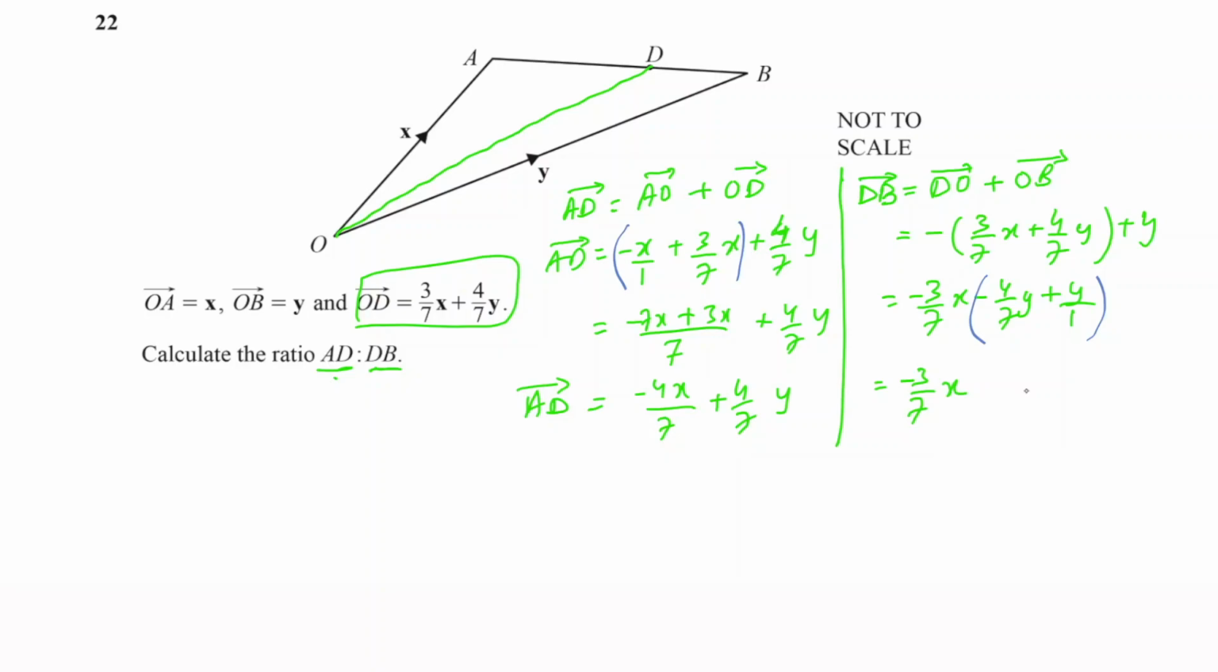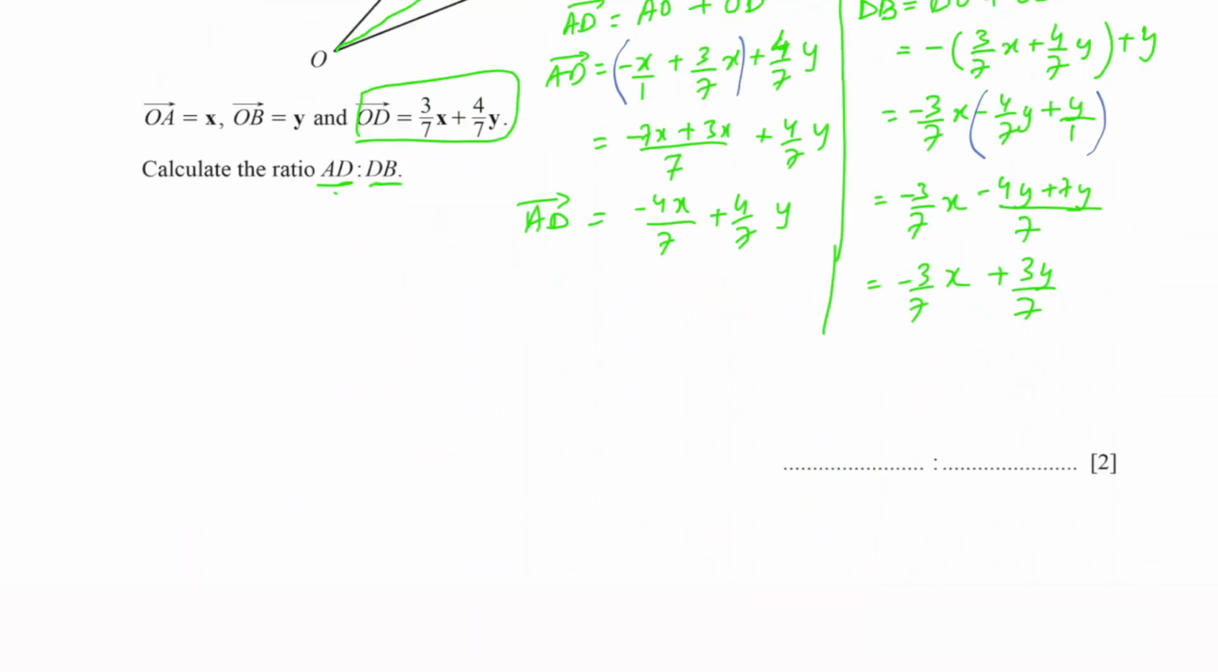If I use cross multiplication, it will be like 7 will be here, because 7 times 1 is 7, the denominators are multiplied and we cross multiply with that. 1 into minus 4 is minus 4y, and then 7 into y is 7y. If I simplify more, I'll be getting minus 3 by 7 x, minus 4y plus 7y is plus 3y, by 7. So this is the DB vector, right?